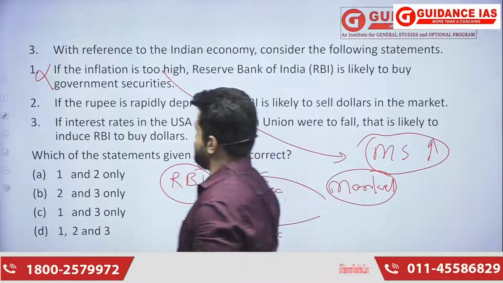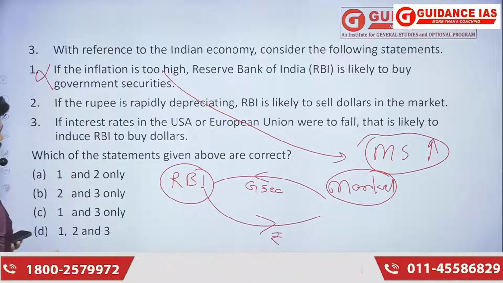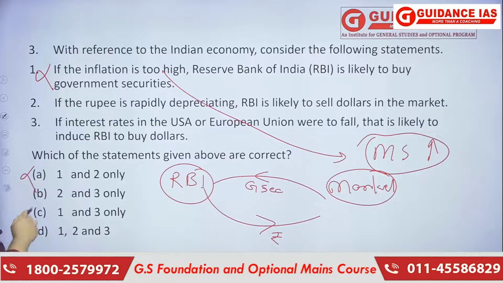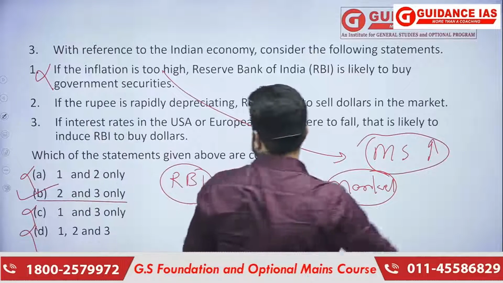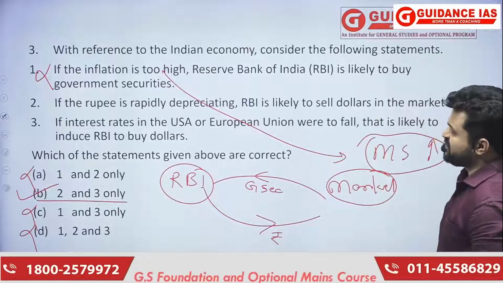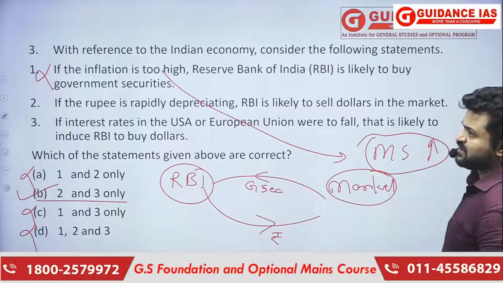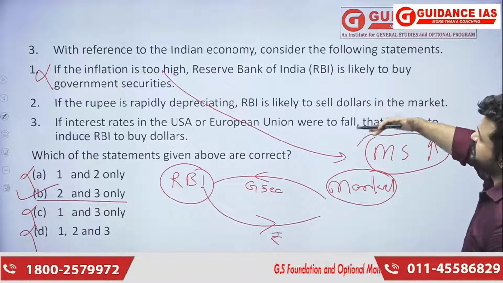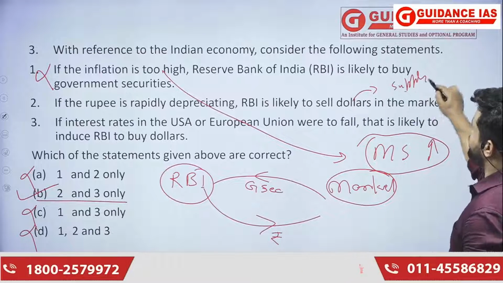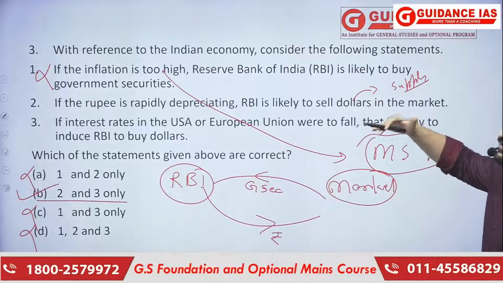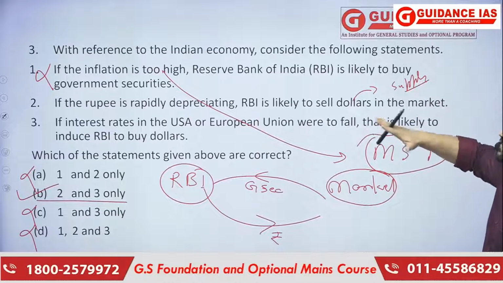Okay, and now with this elimination, by saying that this statement is incorrect, you can infer the answer, because this will not be the answer, this will not be the answer, and this will not be the answer. So this is the answer, that is second and third. And those statements are very much correct, because if the rupee is rapidly depreciating, RBI is likely to sell dollars in the market. Okay, so because RBI by selling dollars will add to the supply of dollars. Okay, and when there is increase in supply of dollar, rupee will appreciate. So in a situation of depreciation, RBI is going to sell the dollars, and that will increase the supply of dollar.